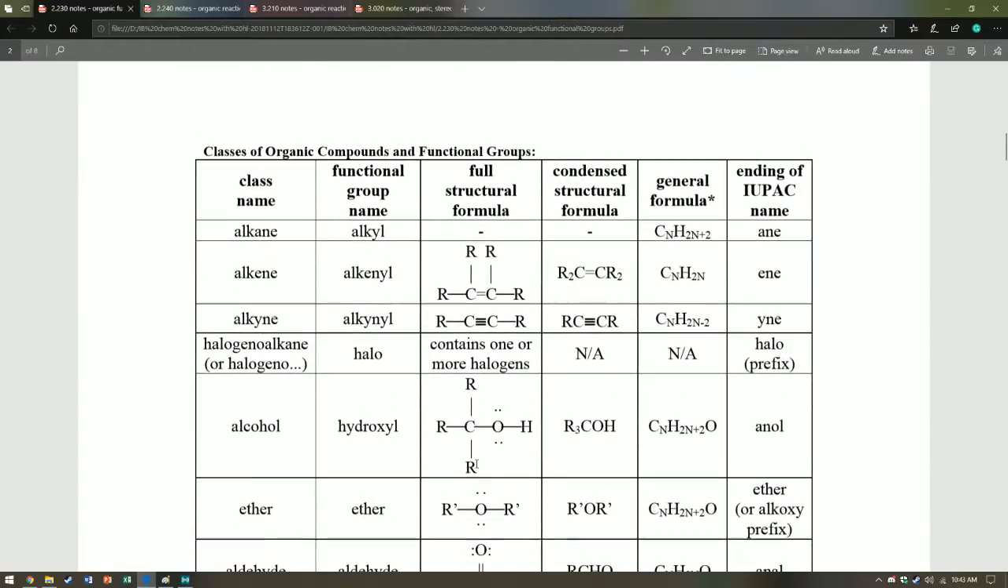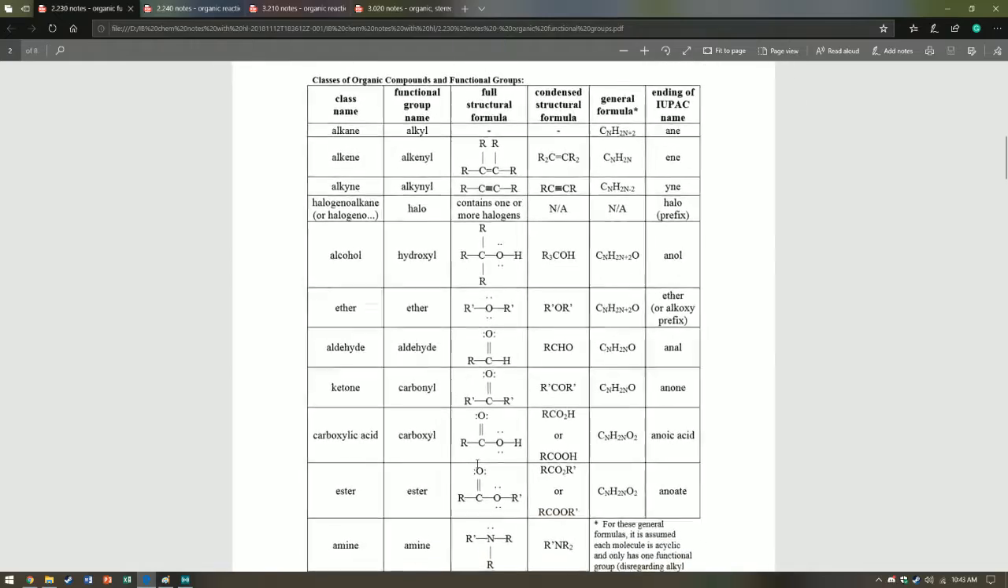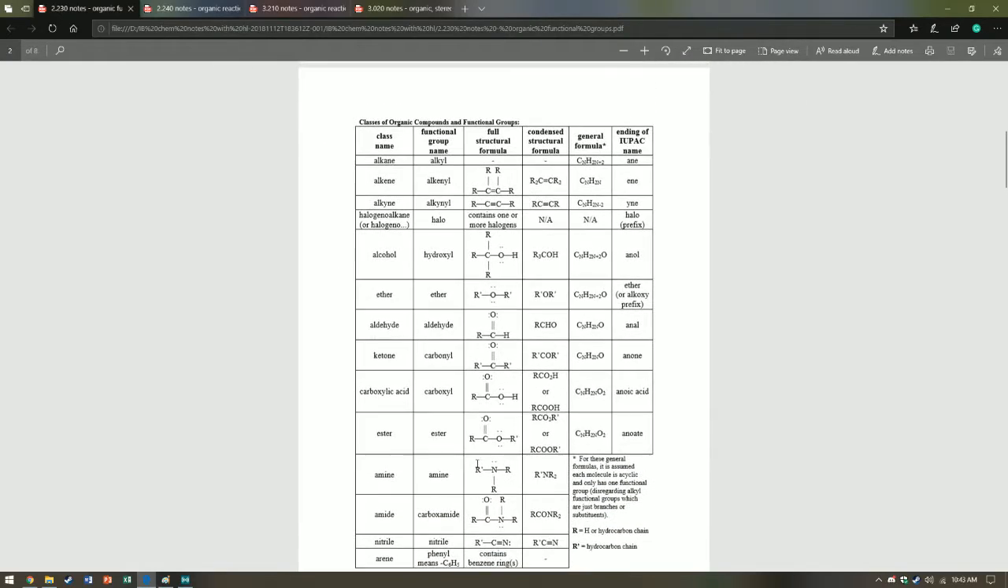So here's a little summary chart of all the functional groups you're expected to memorize. This big table here you're expected to pretty much memorize. You're not expected to memorize the whole thing. What you're expected to memorize are the class name, the functional group name, either one, either the full structural formula or the condensed one, and the ending of the IUPAC name.